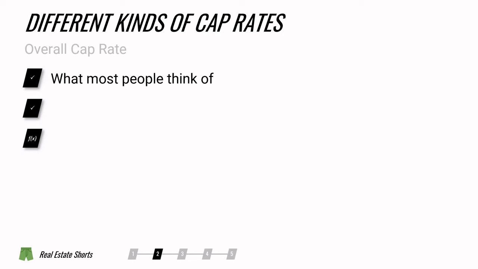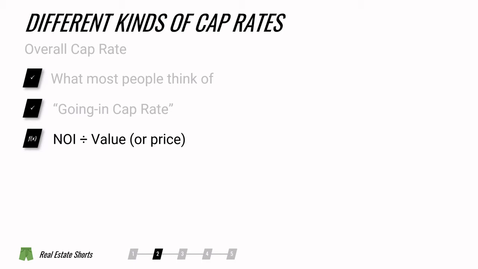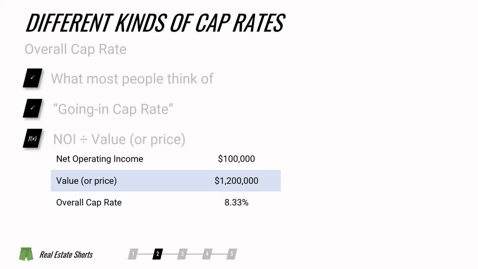So let's dive into overall cap rate first. This is typically what most people think about whenever we have the conversation of cap rate. It is also known as the going in cap rate or the entry cap rate. And this is the tried and true net operating income divided by price or value function. The way that this would typically look, either on your calculator, in a spreadsheet, or even just if you're doing mental math, is net operating income divided by value or price. So in this example, $100,000 divided by 1.2 million gives us 8.33%.